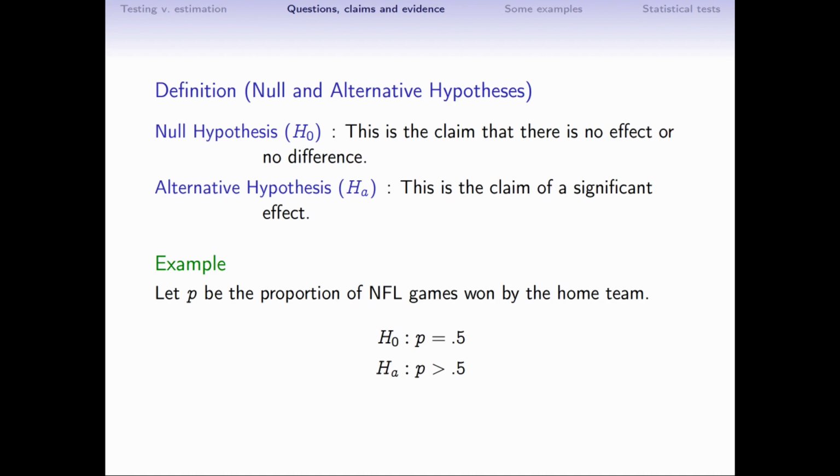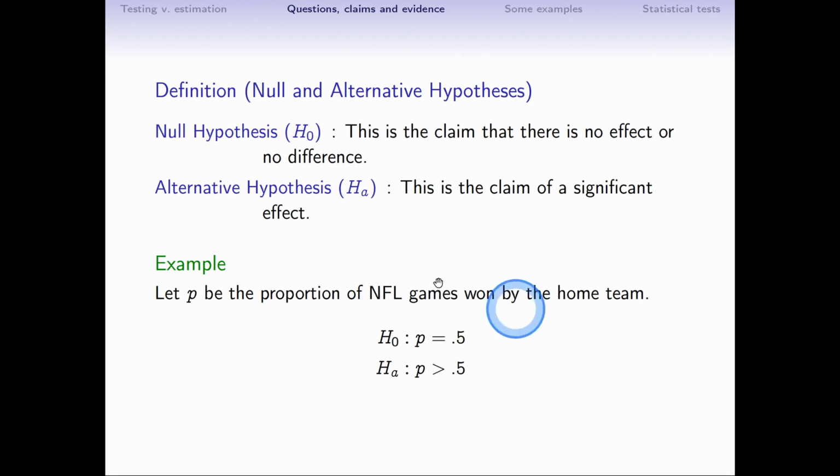On the other hand, suppose that at the end of the season, the home teams have won 80% of their games. Now, we would find that rather inconsistent with the claim that P is equal to 0.5, and we would now reject the null and conclude that there is, in fact, sufficient evidence to favor or support the alternative hypothesis.